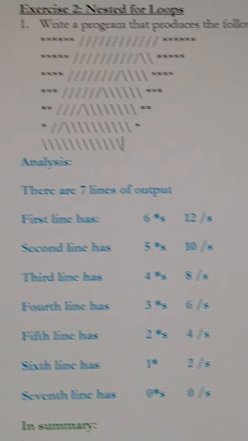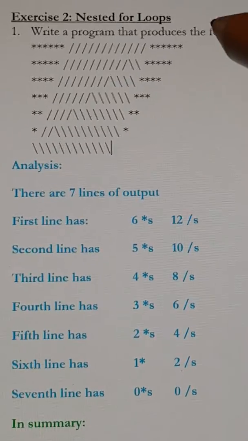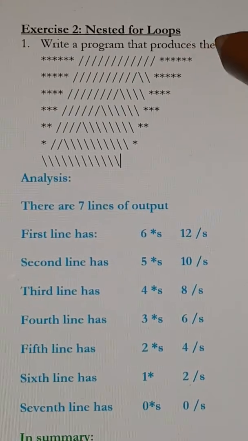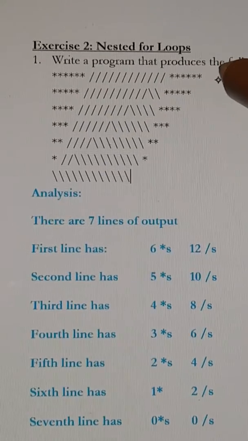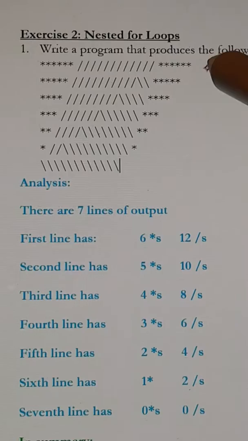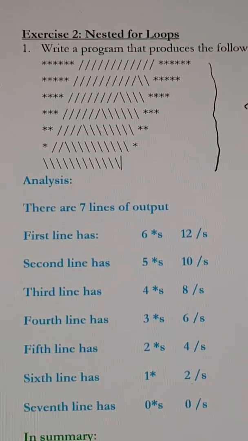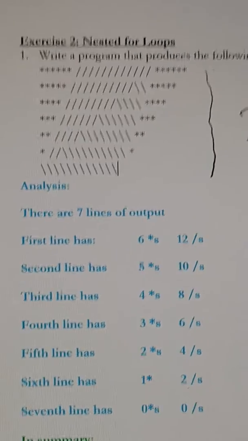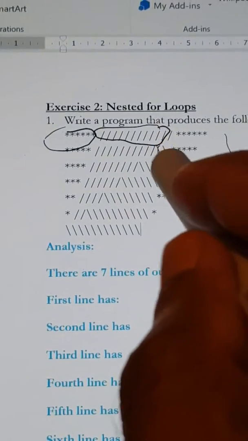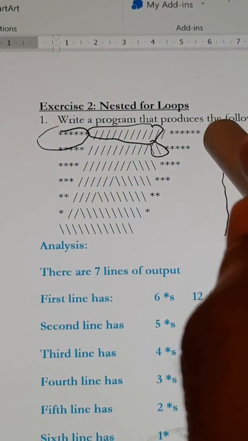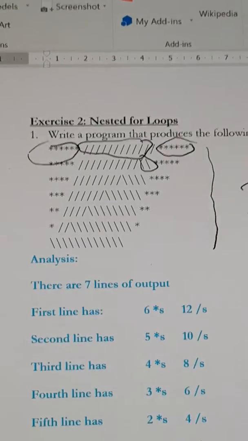Hello. Last week we had this question about how to write a Java program to provide a pattern such as this. If you look at this pattern, it's got 7 lines, and each line has got a set of stars followed by a set of forward slashes, followed by a set of backward slashes, and a set of stars again.